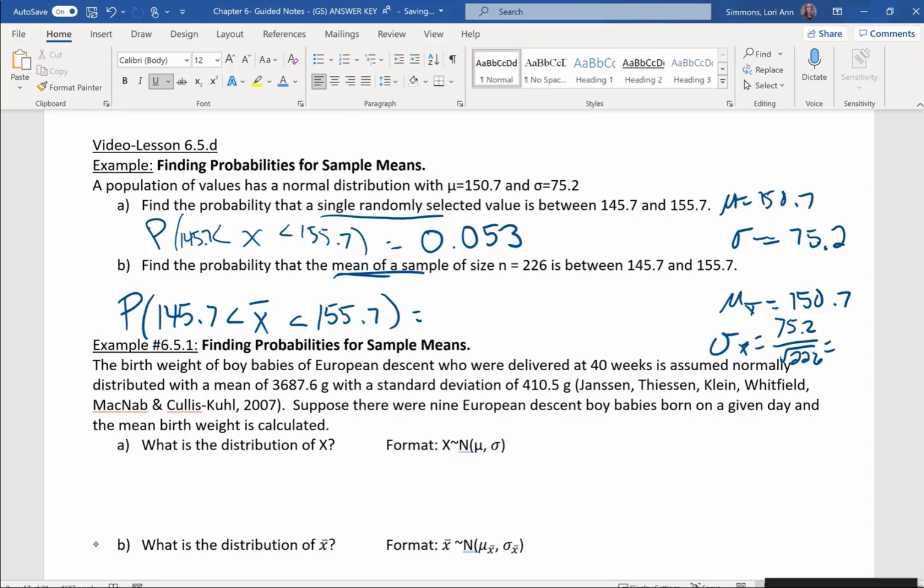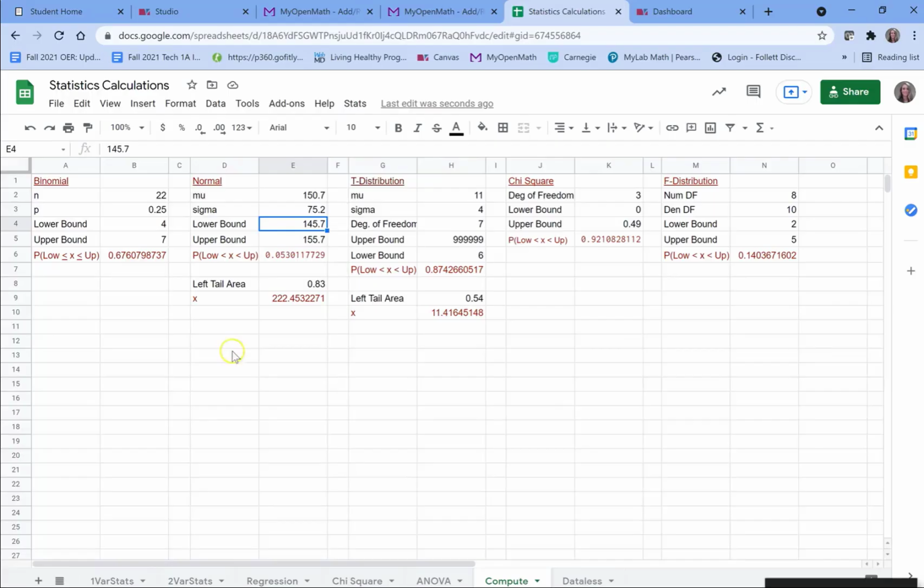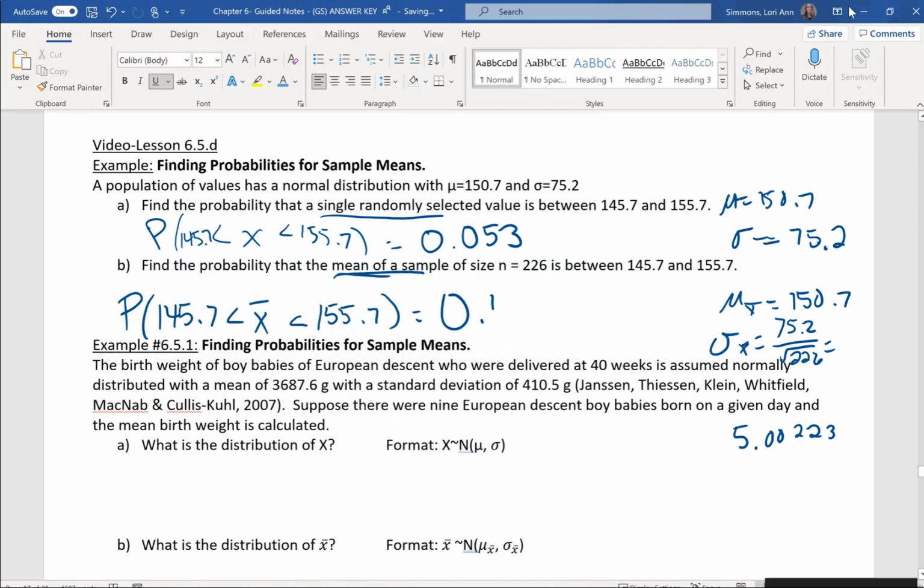When you do that on your calculator, you get 5.00223. So I just go out to 5 decimals. I think that's far enough to get an accurate picture. So really the only thing that's changing is your standard deviation. So update that, you should get 0.6825. You can see that is much different than part A.